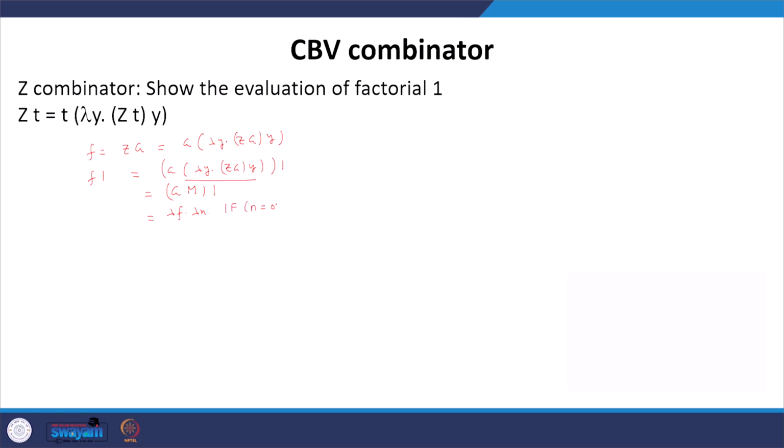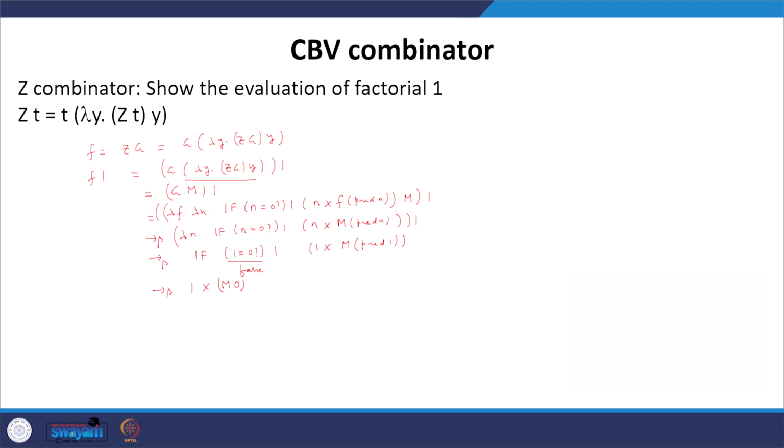Now the g part, we know it is lambda f dot lambda n, if n is equal to 0, that is we are testing whether it is 0, then 1, else n times f of predecessor of n. And this is m and this is 1, and by beta reduction we are going to get if n equals 0 then 1 else n times f of pred of n, with f now replaced with m and n replaced with 1. So we get if 1 equal to 0, 1 times m of pred of 1. Now 1 equal to 0 is false. So by beta reduction we are going to get 1 times m of 0. This is because the predecessor of 1 is 0.